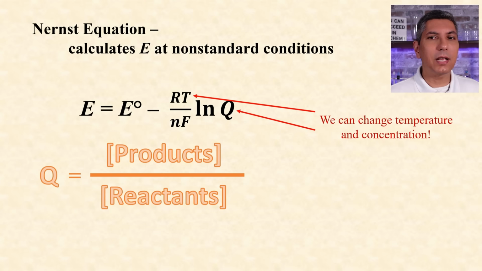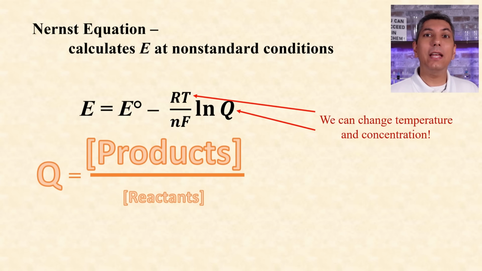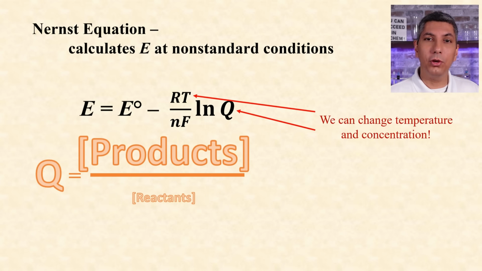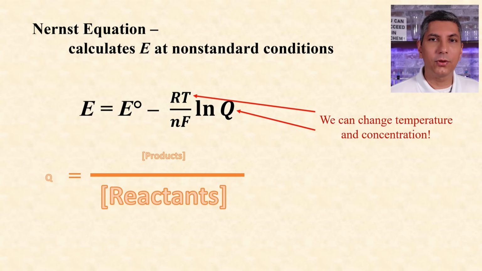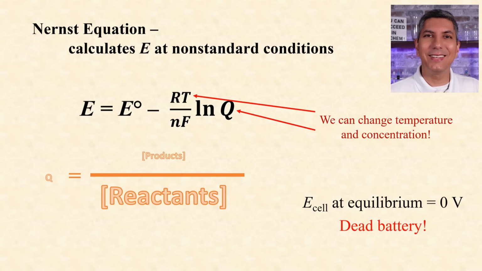If we increase the concentration of the products or decrease the reactants, that increases the reaction quotient Q, and that lowers the voltage. Conversely, decreasing the concentration of the products or increasing the reactants will decrease the value of Q, and that raises the voltage. Now, this is not Le Chatelier's principle because the cell is not at equilibrium. A galvanic cell at equilibrium is a dead battery and has a voltage of 0 volts.